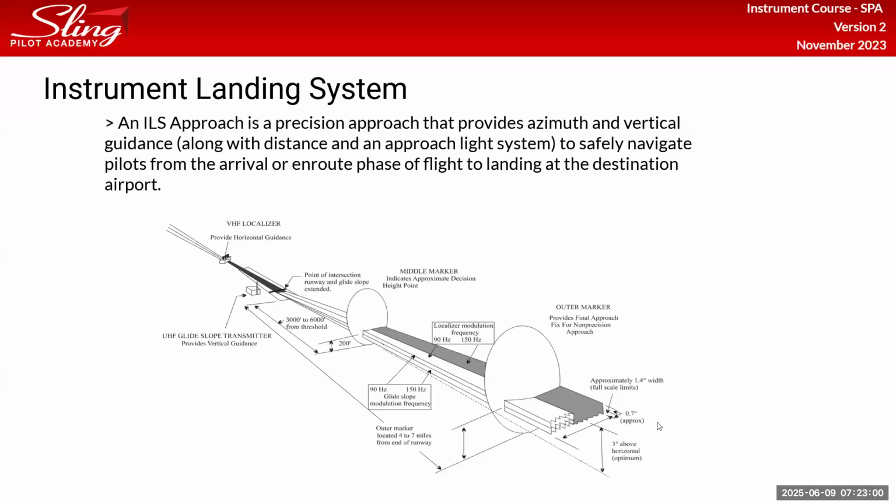So here's a diagram of what it looks like. You have your lateral guidance and then you have your vertical guidance. Specifically, when you're coming in, the lateral or localizer frequency is going to be 90 hertz to the left of center line, 150 hertz to the right of center line. That's how it detects where you are. Once it starts reading the 90 hertz as opposed to the 150, it determines if you're going a little bit to the left or a little bit to the right.